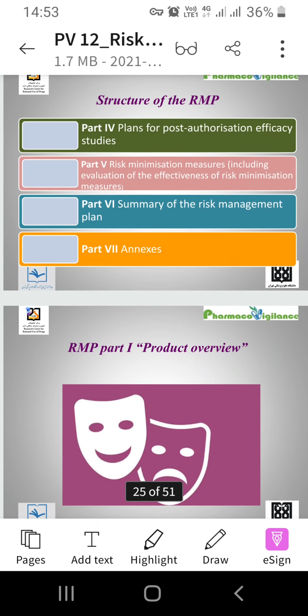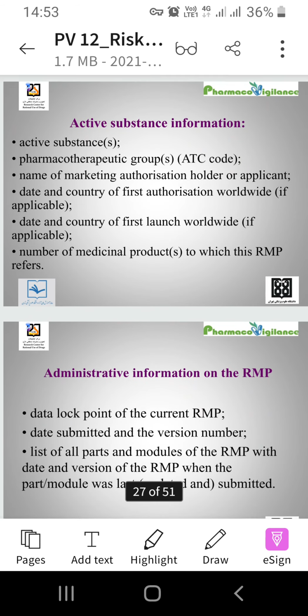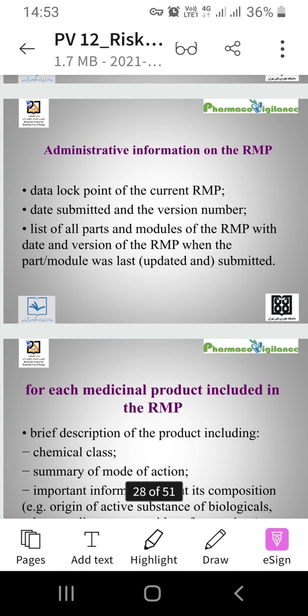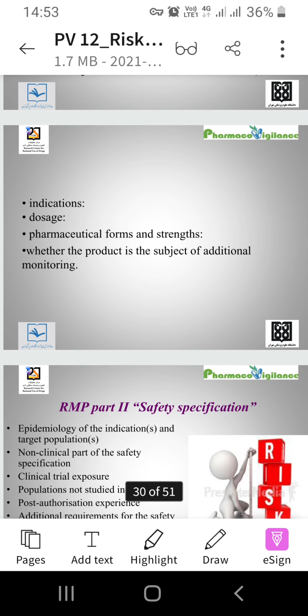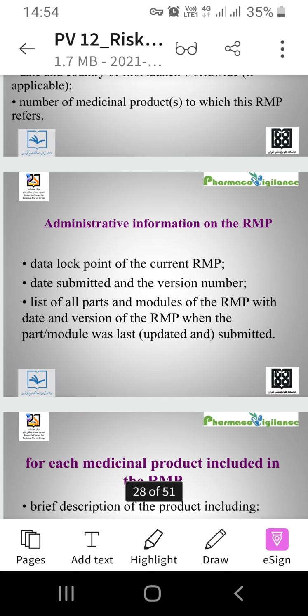Administrative information. No, these are again part one. Data lock point of the current RMP, data lock point and date submitted and version number. List all parts and modules of the RMP with date and version of the RMP when the part and modules were last updated and submitted.